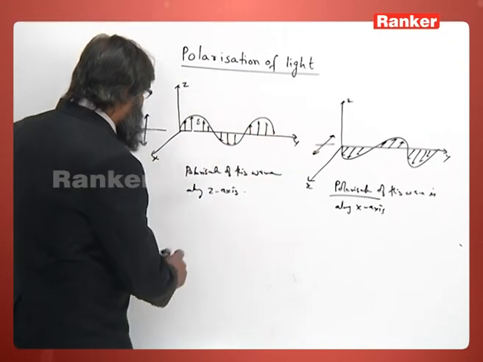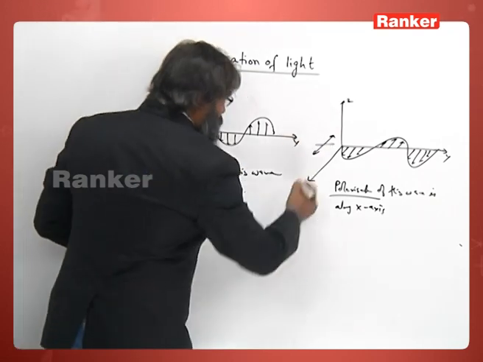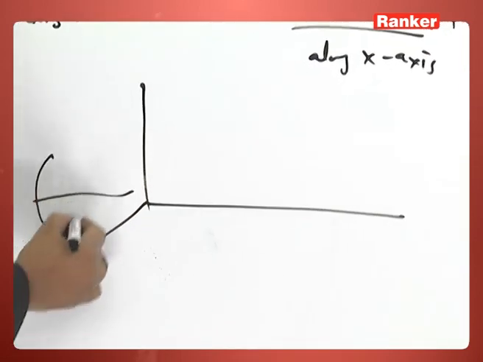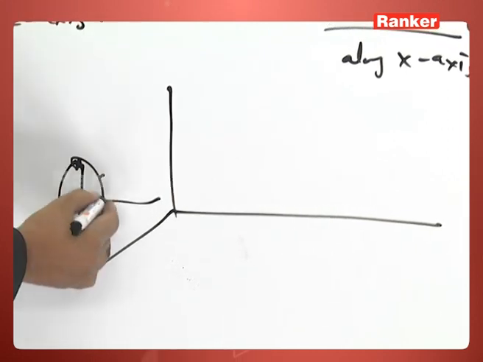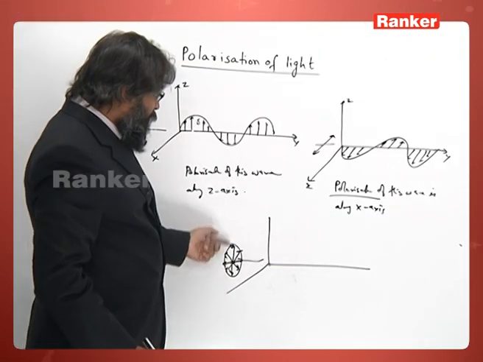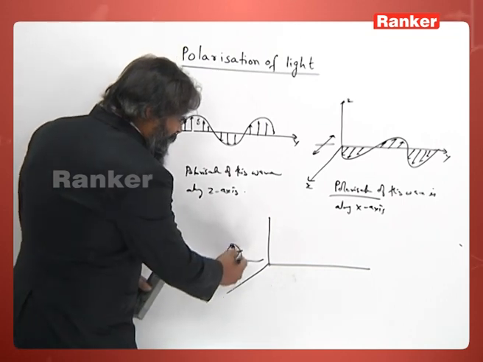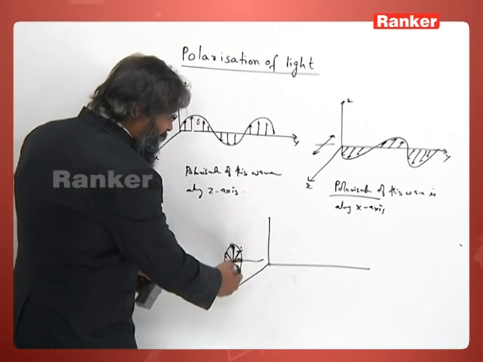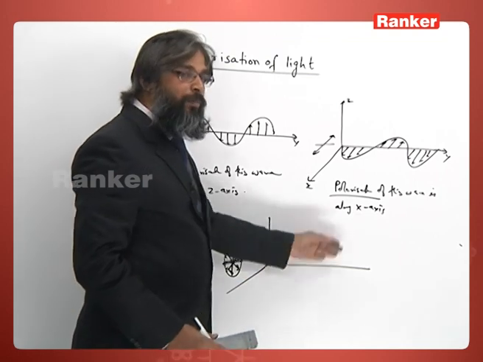In normal light, what happens? The electric vectors are oriented in all directions. So this is the symbol we will use to denote normal light. Here I have drawn a circle. Suppose one of these electric vectors is here, now it is here. If it is oscillating along the whole circle, then I call it a circularly polarized wave.